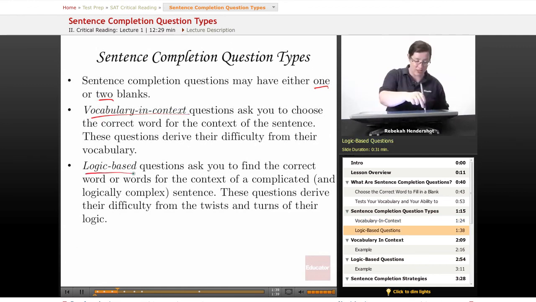Logic-based questions are a little bit more complicated. They ask you to find the correct word or words in the context of a complicated, and therefore logically complex, sentence. These questions derive their difficulty from the twists and turns of their logic. So you may have a sentence that means one thing at the start and then reverses itself halfway through. You have to choose the right word for the blank or blanks, even though it's taking all these twists and turns. So here, you don't just need to know what the words mean, you need to know where they belong.